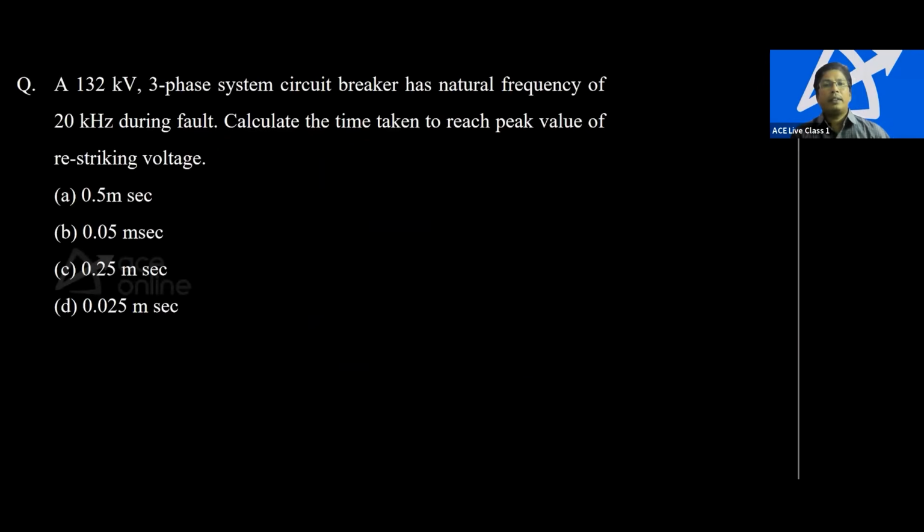A 132 kilovolts three-phase system circuit breaker has natural frequency of 20 kilohertz during fault. Calculate the time taken to reach the peak value of restriking voltage. So what is the time at which restriking voltage is peak or maximum? They are asking what is the time for maximum value of restriking voltage.